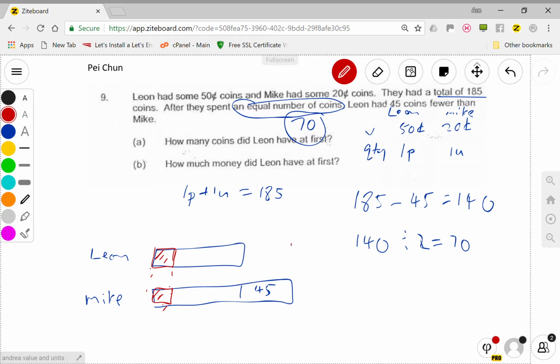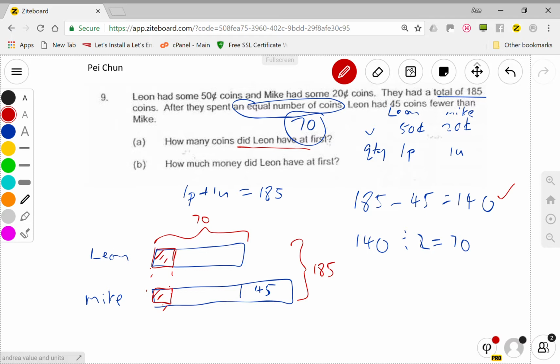You see this whole thing is 185. So what I want to find is how many coins did Leon have at first? So it's this part. To find the red color part, I just take 185 minus 45, which we do here. And then this 140 belongs to these two blocks. I'll just divide by 2. So I found that this one is 70.